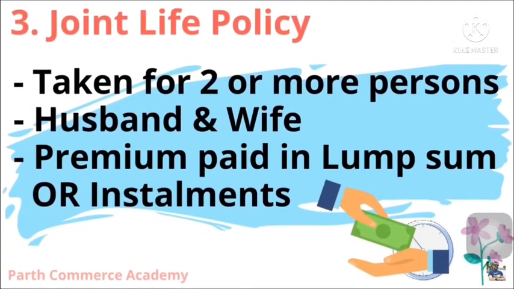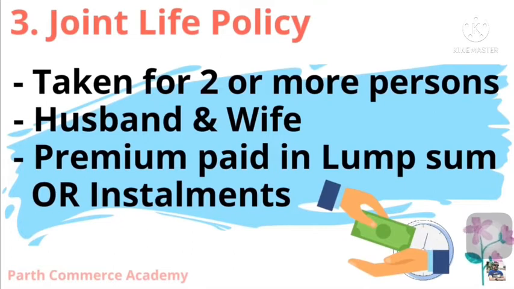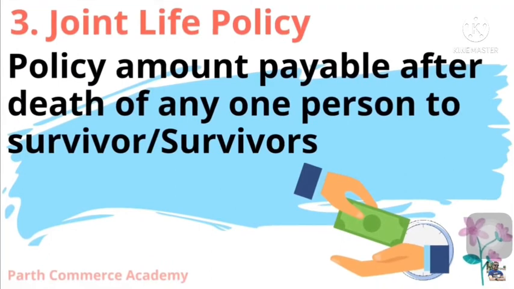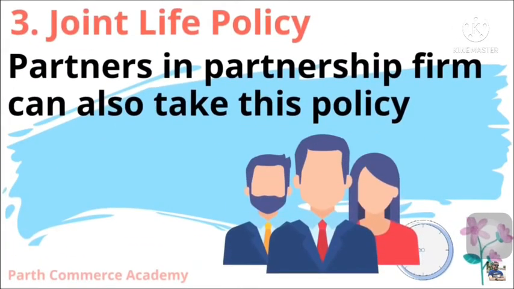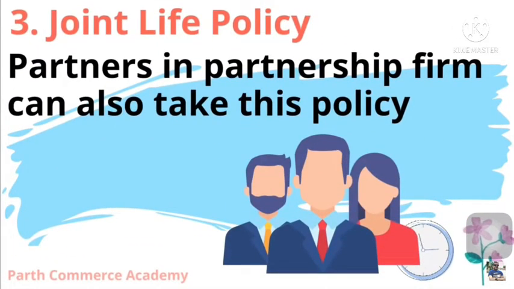Next is joint life policy. This type of policy is taken for two or more persons. Generally, it is taken by husband and wife. Premium is payable in installments or lump sum. The policy money is payable after the death of any one person to the other survivor or survivors. Partners in partnership firm can also take this type of policy.